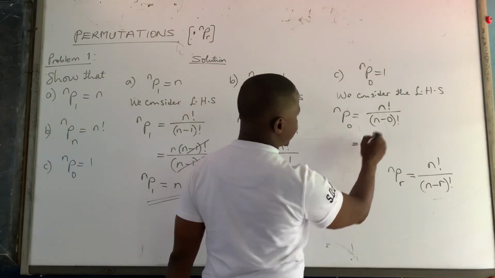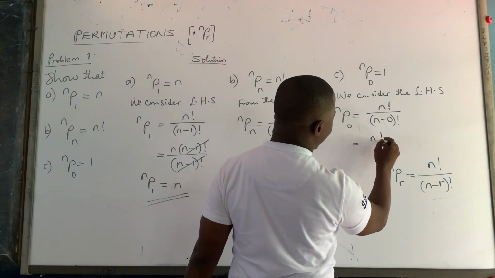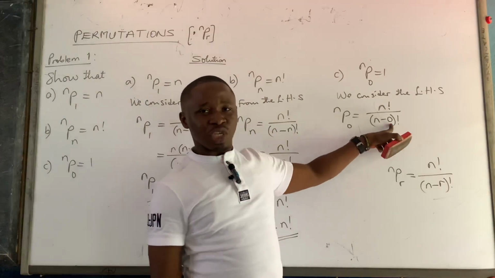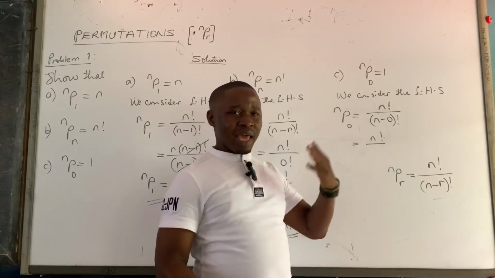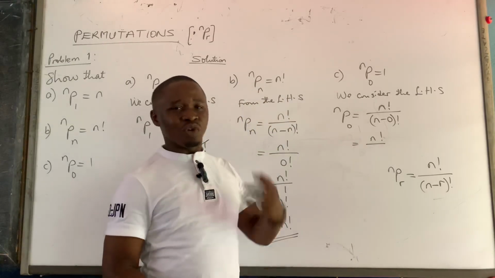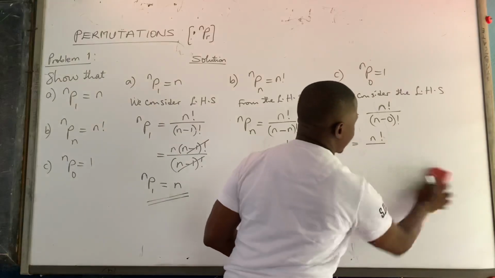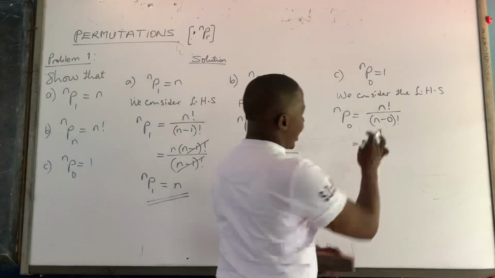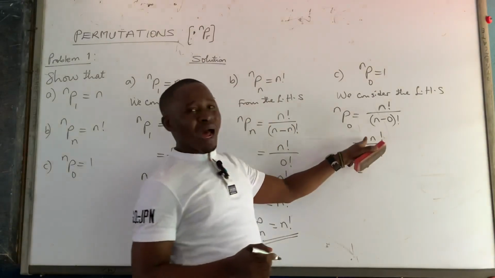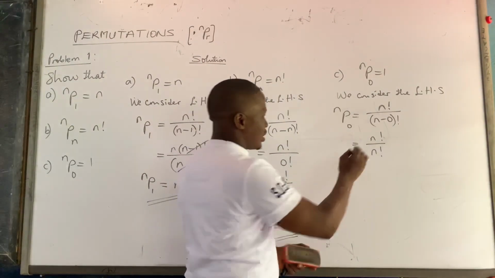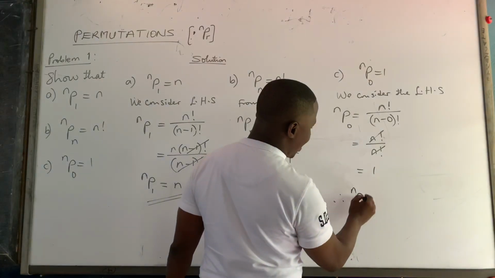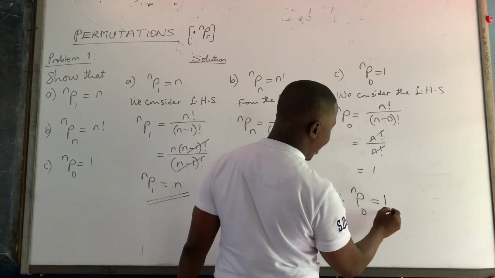Good. So we say n factorial. Whatsoever we use to say minus 0 is the value itself. X minus 0 is x, 5 minus 0 is 5. Whatsoever minus 0 is what we have. So we say n minus 0 is n. There is a factorial. When a number divides itself, we have 1. So this gives us 1. Therefore, n permutation 0 will give us 1.